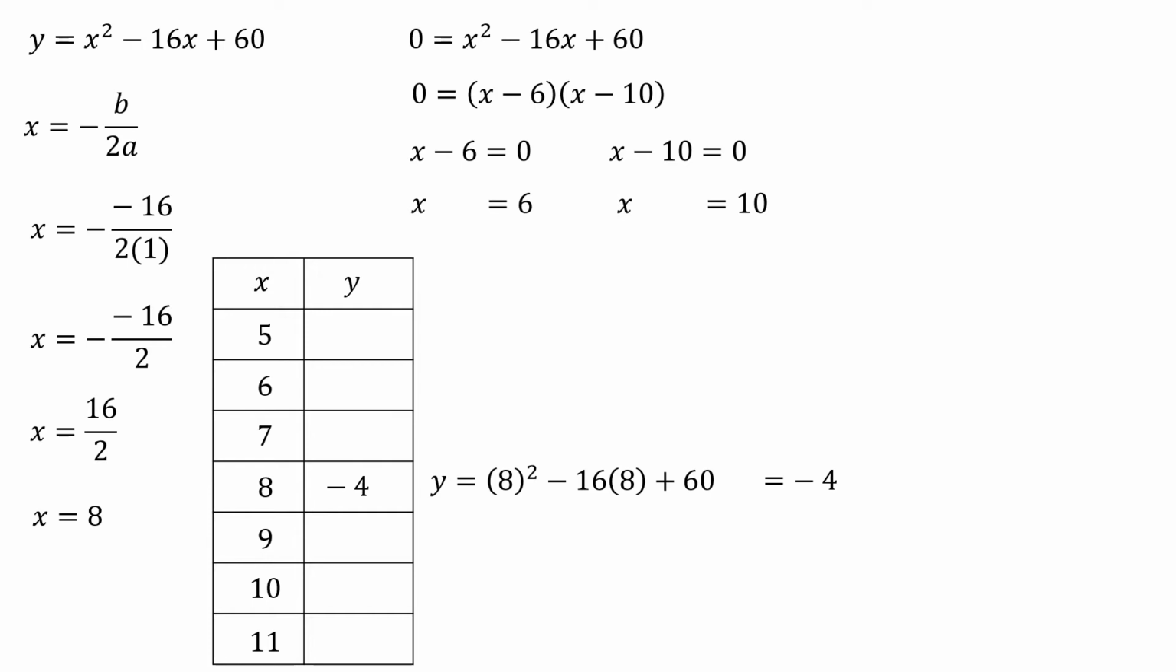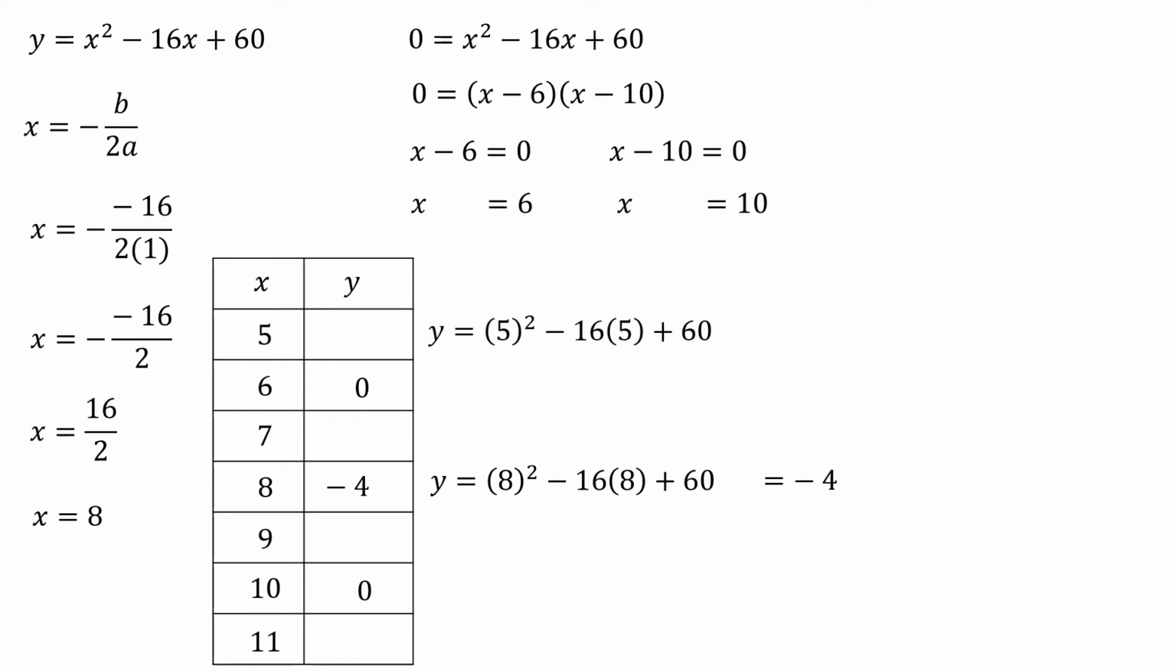Notice, though, by factoring, I can figure out where the zeros belong. That's just kind of an extra added bonus: if you didn't want to just plug in all the numbers for all eternity, if it happens to have some x-intercepts, we can set equal to 0, factor, and solve.